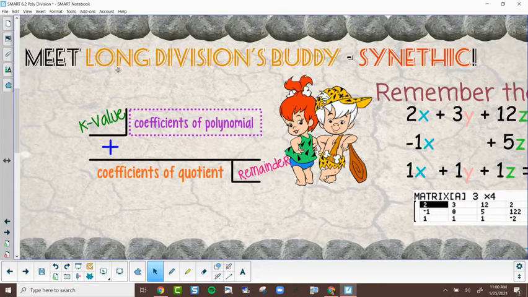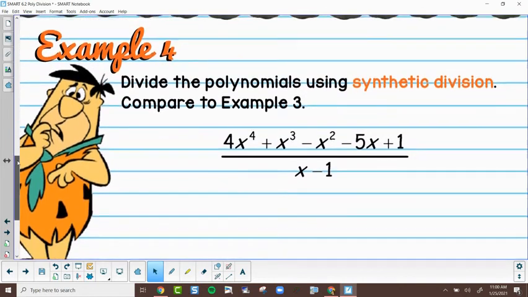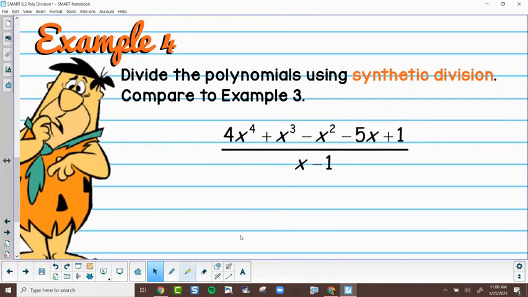We'll talk about this k value, so stay tuned. And down here is going to be where our answer is, and there's a little bit of a remainder. But let's try that same example, the one that took us forever, with synthetic division, okay? So I'm going to focus on the coefficients, the numbers in the front.